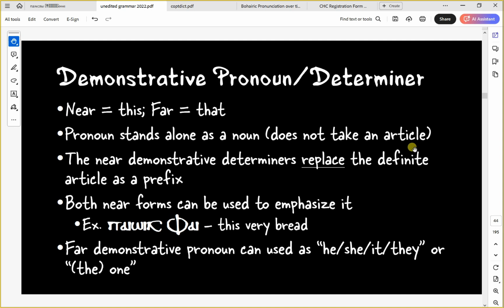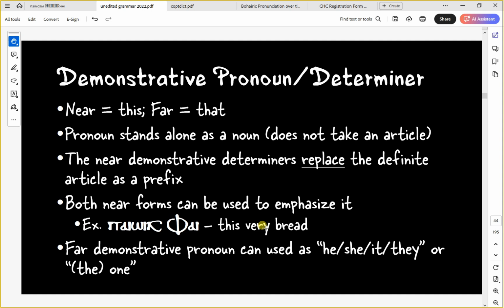You could put both near forms, meaning both words for this, next to each other, and then that will act as emphasis. So we have this in our liturgy. The priest will say pai oik phai or pai oiki phai if they're trying to go more smoothly between sounds. And this pi here is the determiner for the bread. And then this phai here also literally means this, but because there's two thises, the best way to render it in English is to add the word very, to emphasize this very bread.